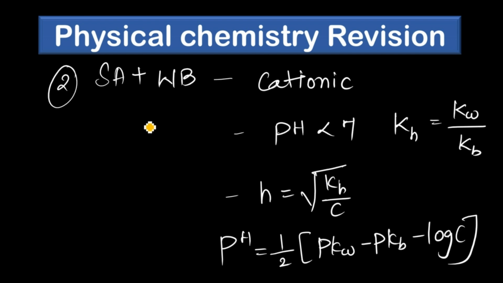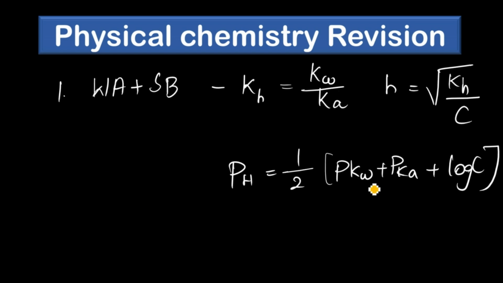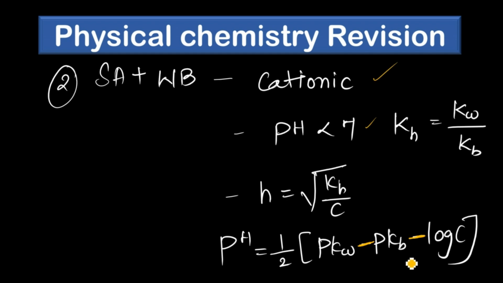Okay, then the second category, strong acid plus weak base, cationic, pH is less than 7, acidic. Then Kh, that is hydrolysis constant, Kw by Kb, degree of hydrolysis Kh by C. Both are same. Then pH, find the sign, which is minus. There it was plus. Okay. And here that is Kb.